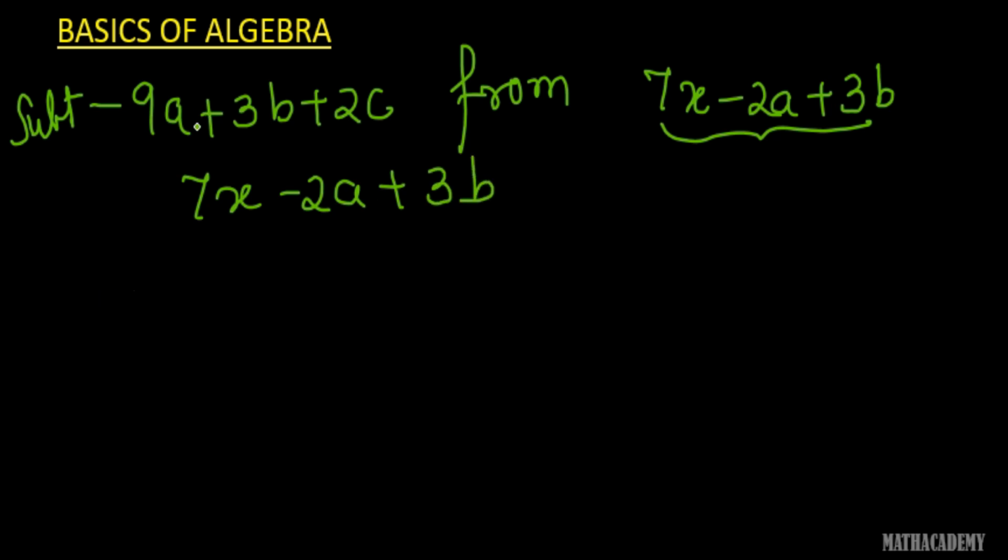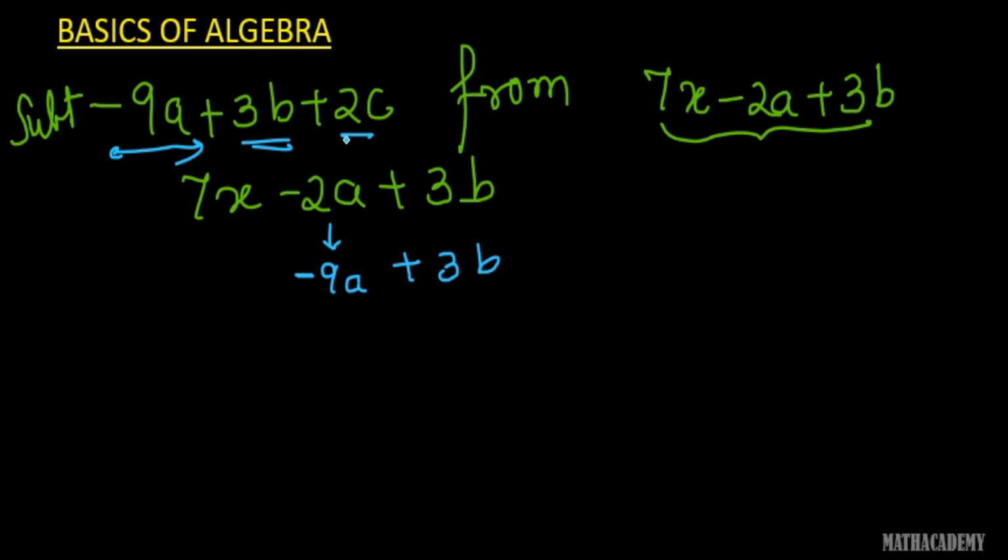Now we have to write the subtrahend. So let us see. What is the first term of the subtrahend? The first term of the subtrahend is negative 9a. Is there any like term to it? Yes. So we have to write it below it, negative 9a. Then we have 3b, which is like this 3b. We will write it below it.